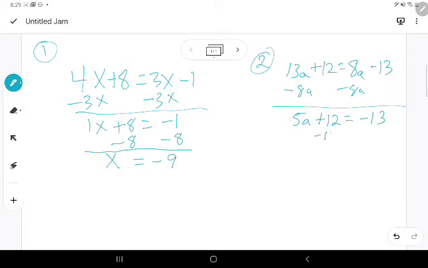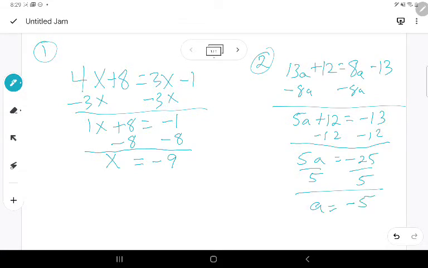Then I would have to subtract 12 from both sides. That gives me 5a equals negative 25. Then 5a is 5 times a, so I would have to divide both sides by 5, and that gives me a equals negative 5. Okay?